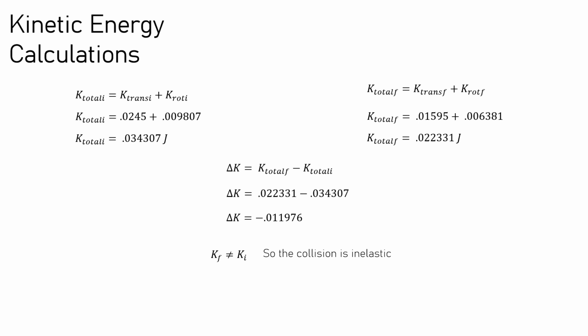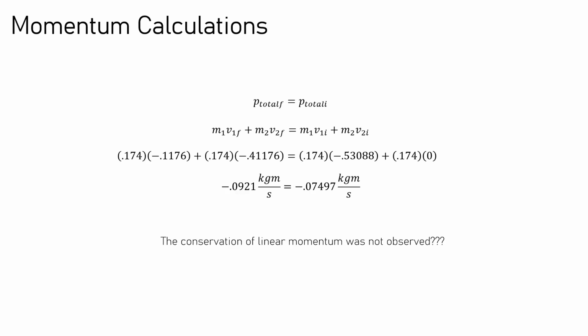Now, delta K is K total F minus K total I, which was seen to be negative 0.011976. Basically, this means that Kf was not equal to Ki, delta K was not equal to 0, so the collision was inelastic. So to calculate the total momentum, both initially and finally, it's just m1v1 plus m2v2, except the velocities are initial and final respectively. Now the final momentum was seen to be negative 0.0921 kilogram meters per second, while initially it was negative 0.07497 kilogram meters per second, which are slightly different, not much, but still different.